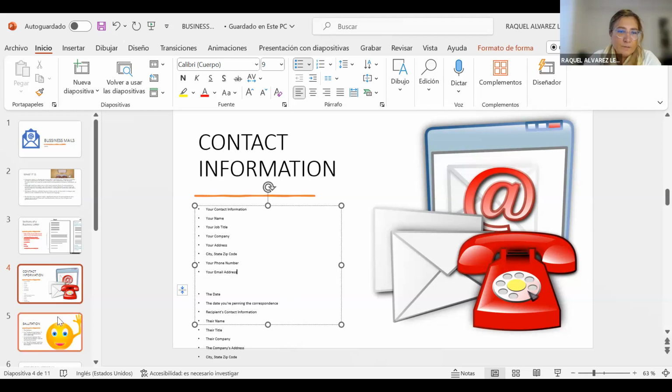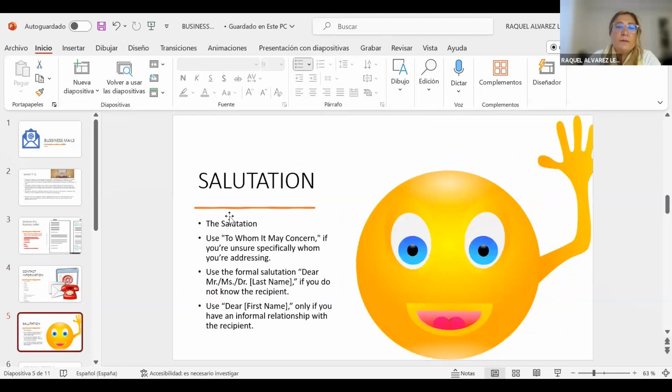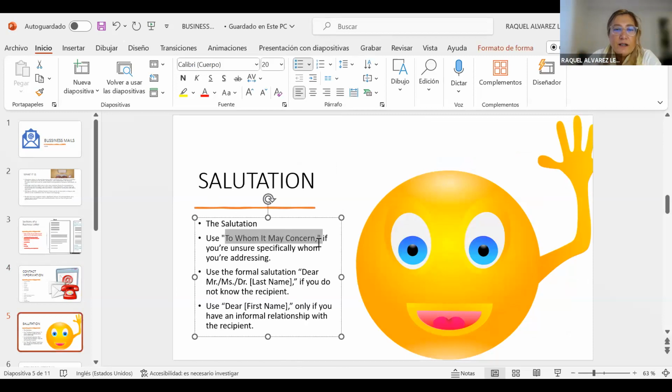Okay, so salutation. At the time of greeting or making the salutation to the other person or your coworker or the worker that is in contact with you and who belongs to the other company, you can use different ways to make the salutation. Podéis poner to whom it may concern. Si ponéis to whom it may concern, es que no sabes a qué persona has de referirte cuando estás hablando con una compañía.